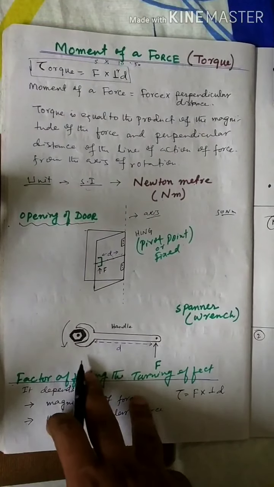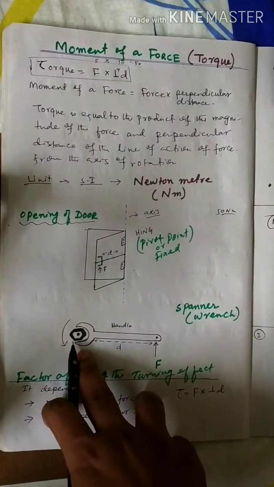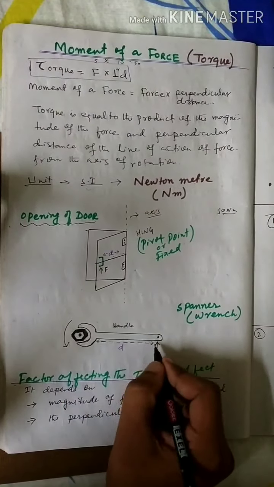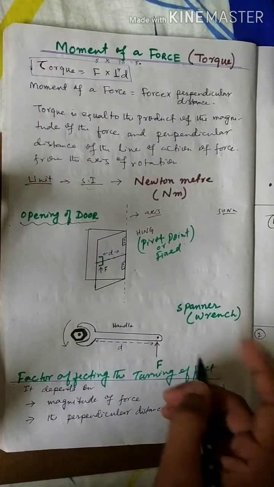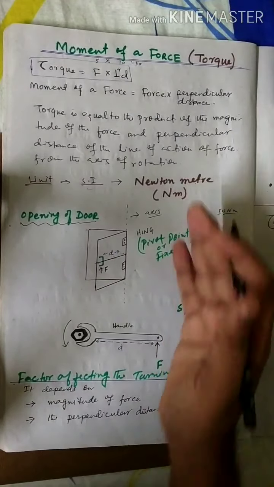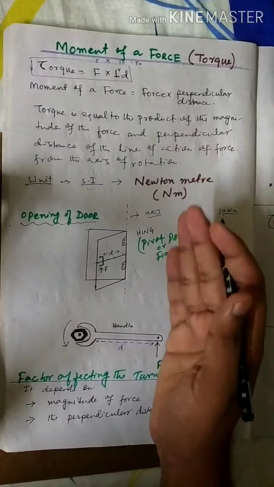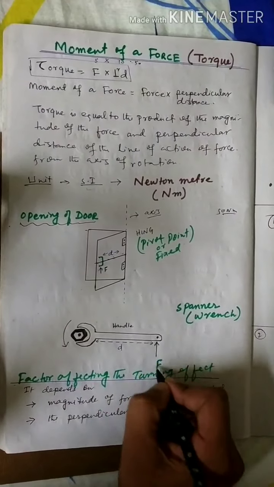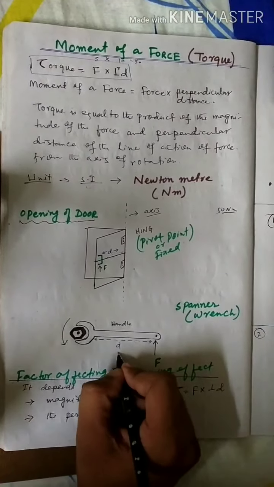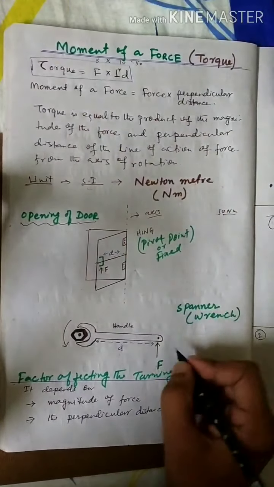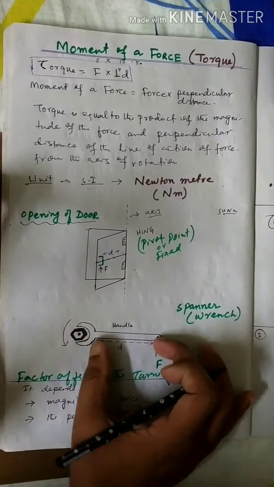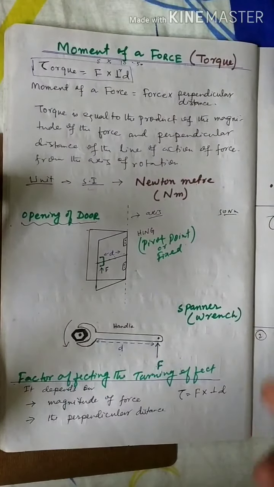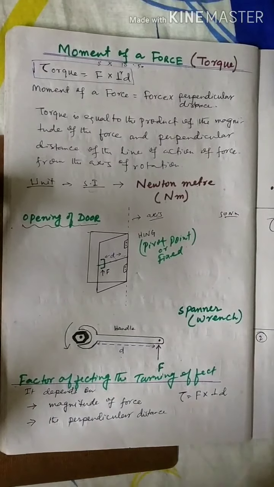Now, another example is a spanner or wrench. This is the handle, and this is called the perpendicular distance. We apply force here, and the body will rotate like this. So this is force and perpendicular distance. So torque is F into D. The longer the handle, the less force we need to get the torque, to get the moment of force.